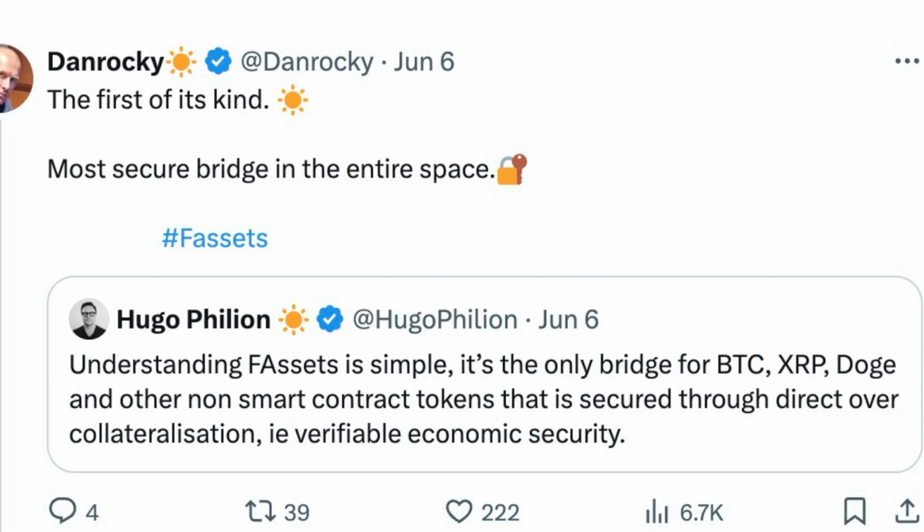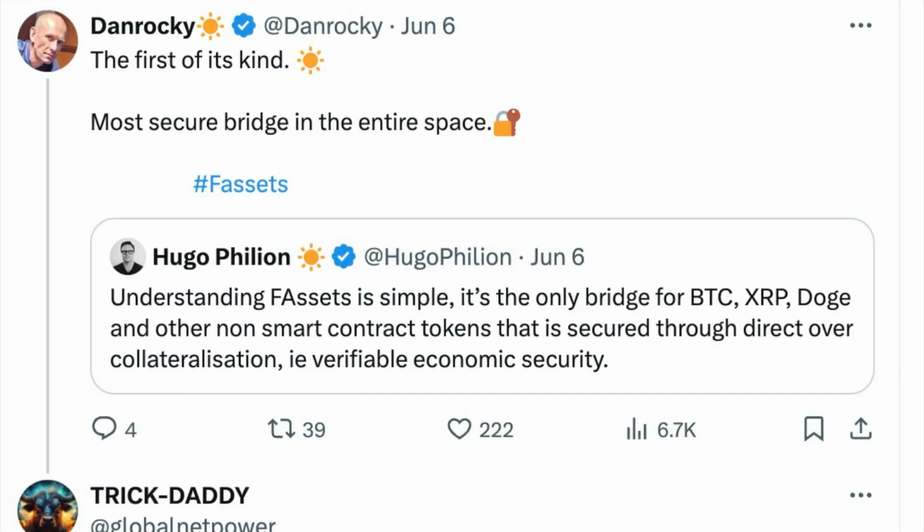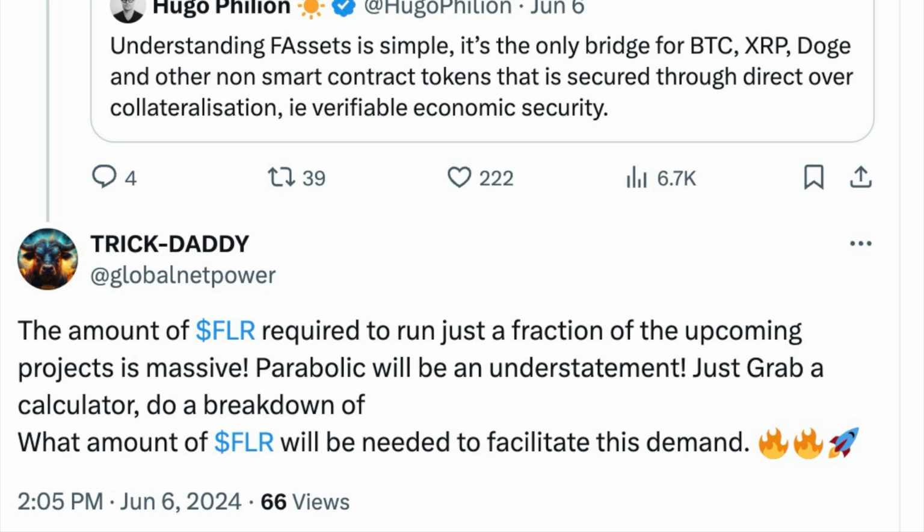Dan Rocky quotes Hugo Philion here, saying, the first of its kind, most secure bridge in the entire space. F assets. And Hugo Philion had said, understanding F assets is simple. It's the only bridge for Bitcoin, XRP, Doge, and other non-smart contract tokens that is secured through direct over collateralization, i.e. verifiable economic security. Trick Daddy responds, the amount of Flare required to run just a fraction of the upcoming projects is massive. Parabolic would be an understatement.